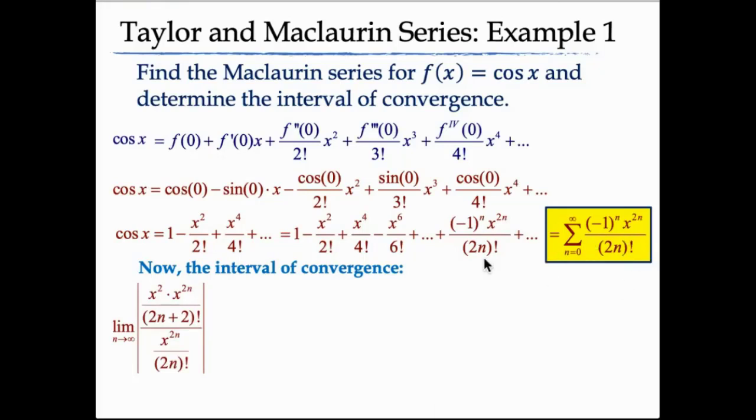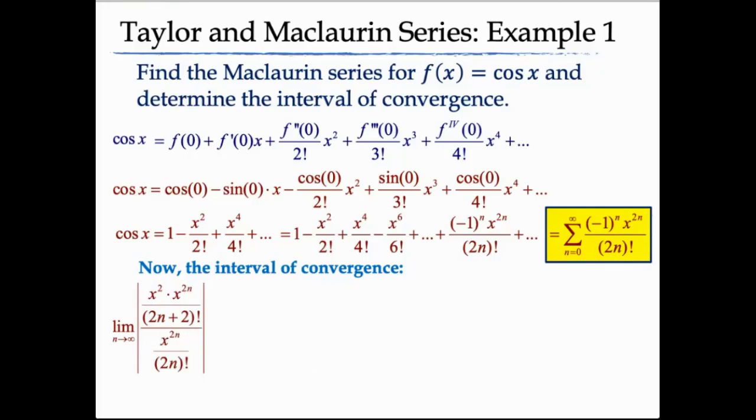So if this is our nth term, we go to the n plus 1th term, which is this right here: x squared times x to the 2n power. So it's x squared because it's even, so it's going to have to go up by a degree of 2, all over, and if you substitute an n plus 1 into your n, it's going to be 2 times n plus 1, or 2n plus 2 factorial, all over the original.